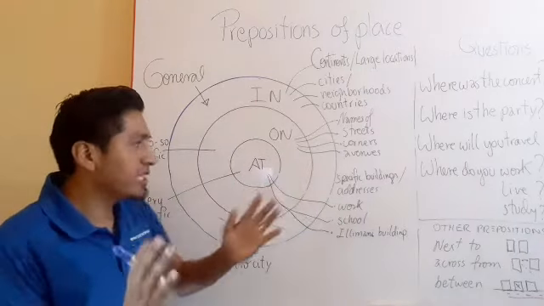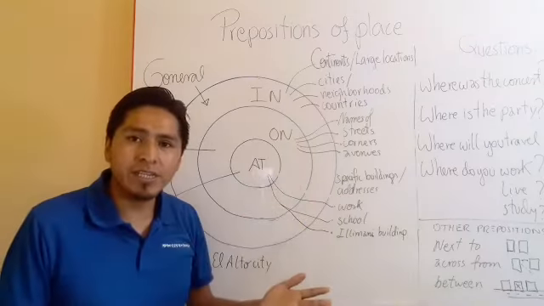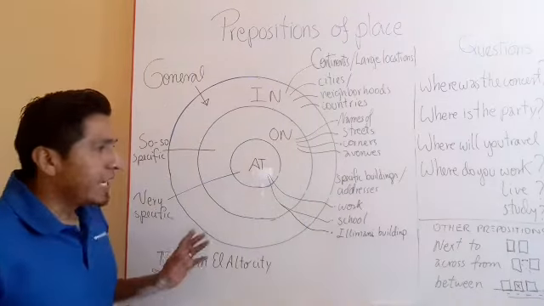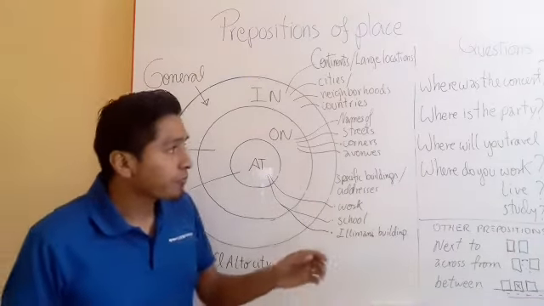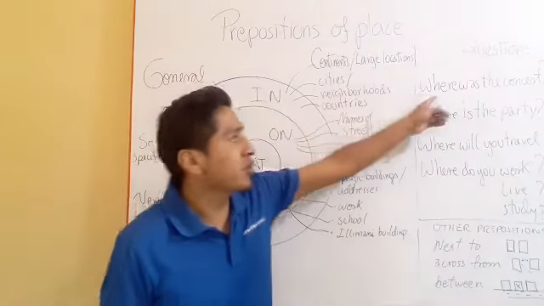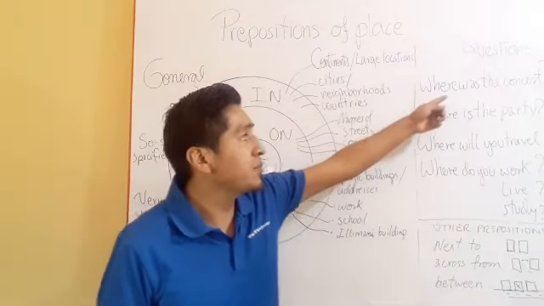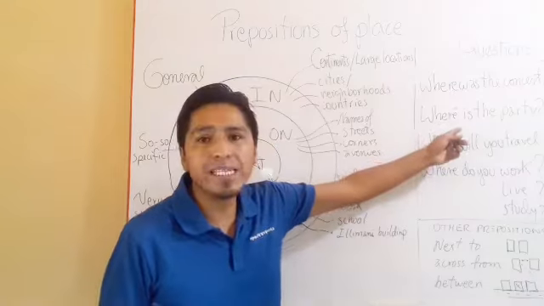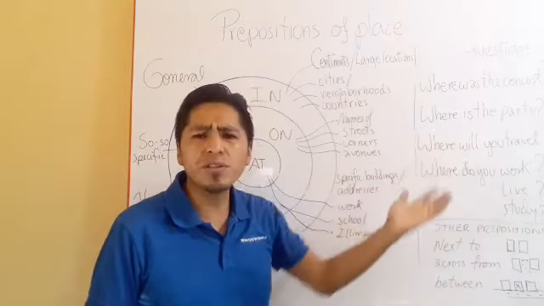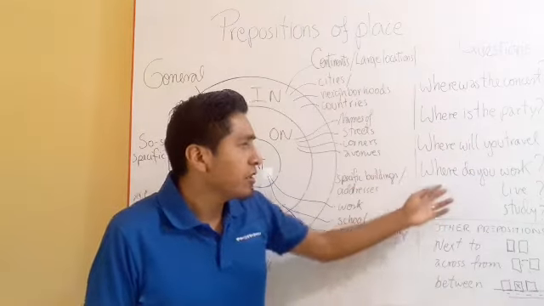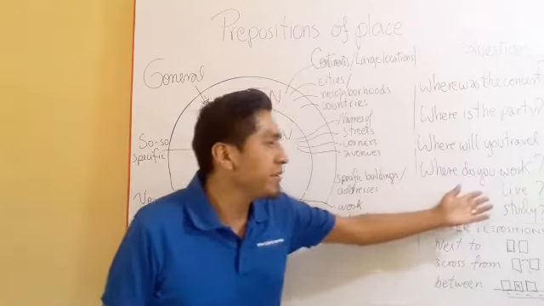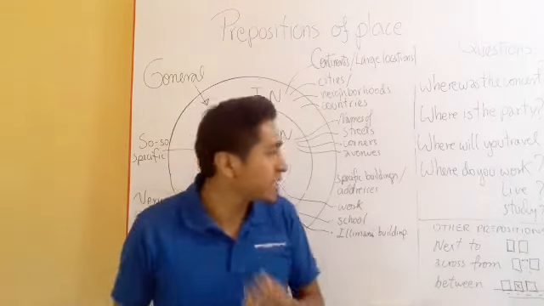On, more or less, specific, at, very specific. I will give an example answering these questions. Where was the concert? Was, it's possible question in the past. Where is the party in the present? Where will you travel? Future. Where do you work? Where do you live? Or where do you study?